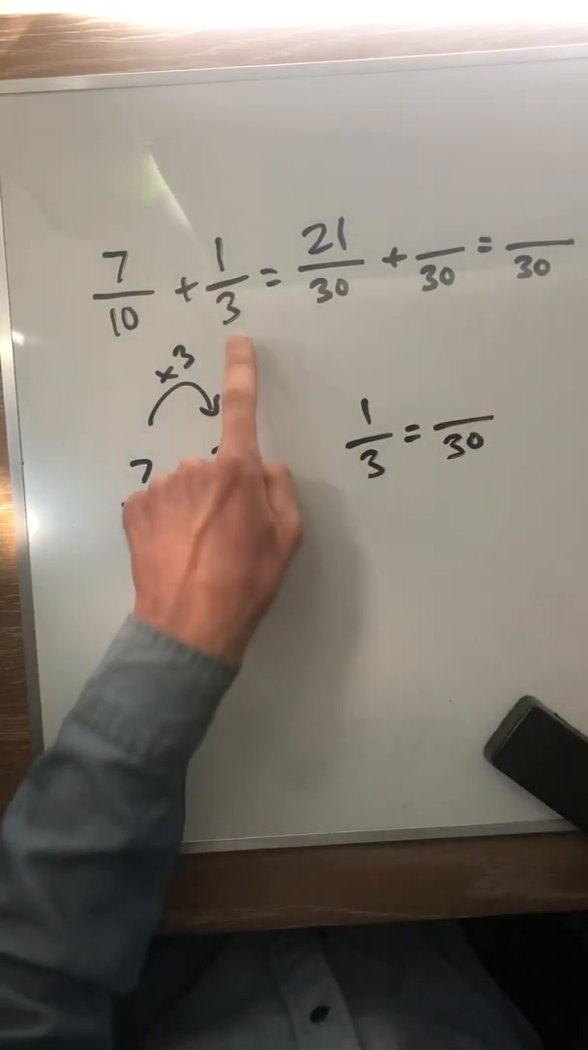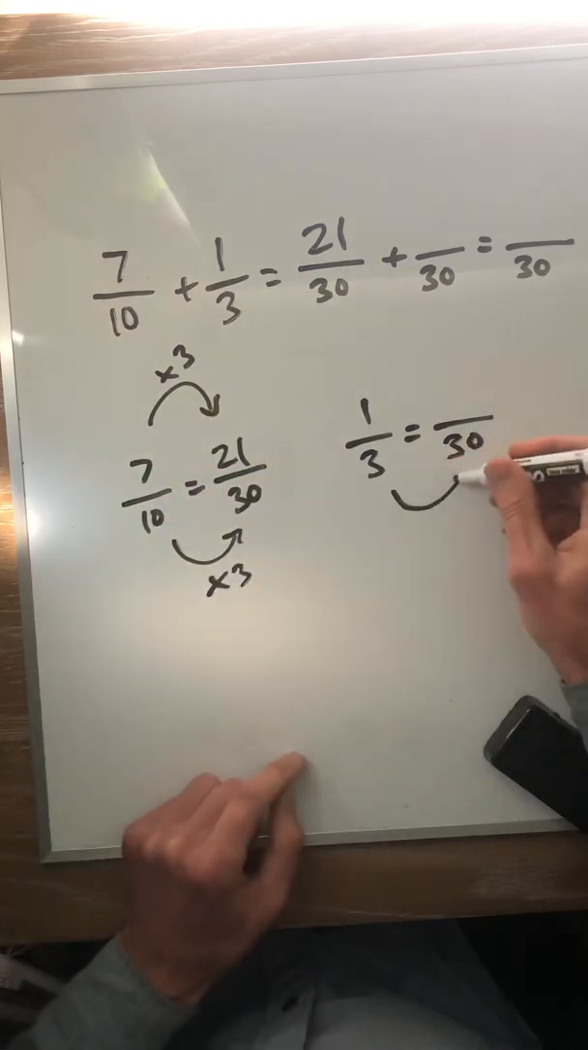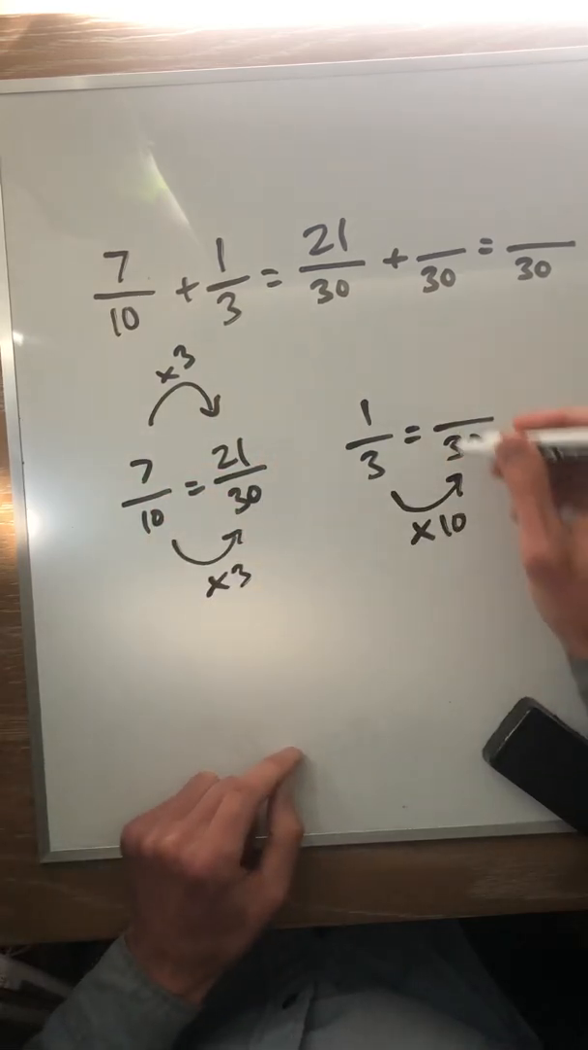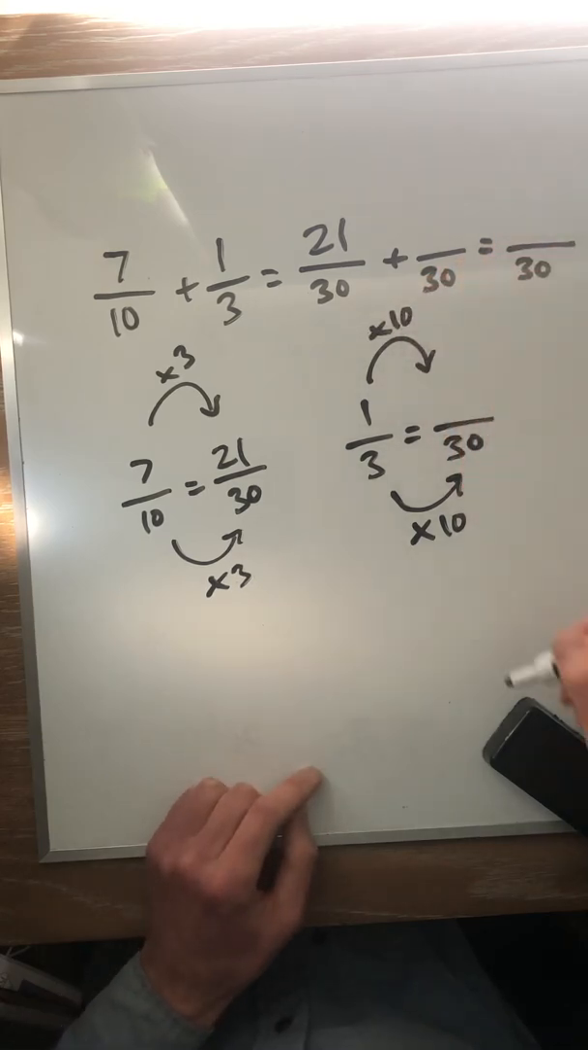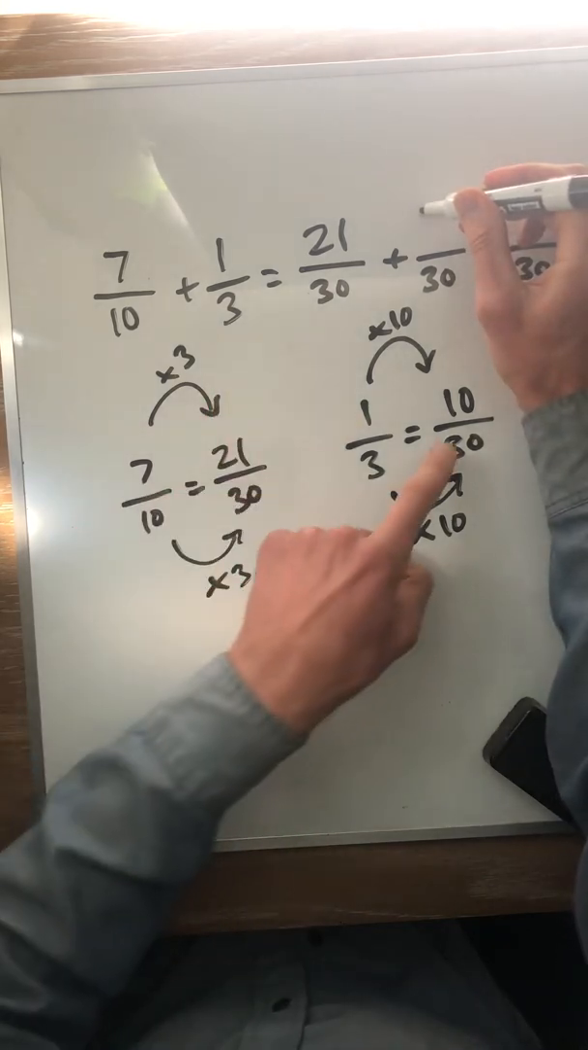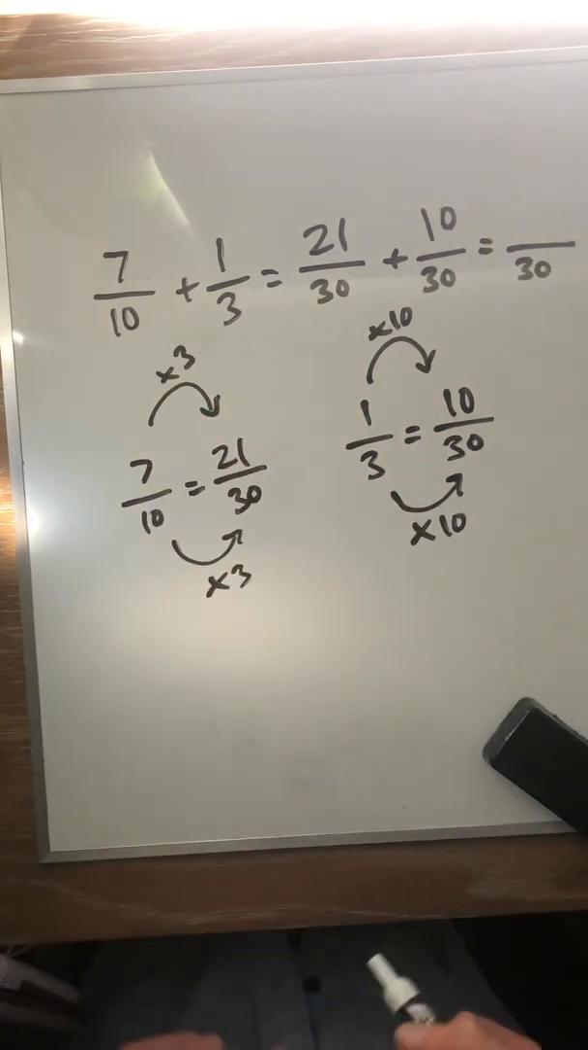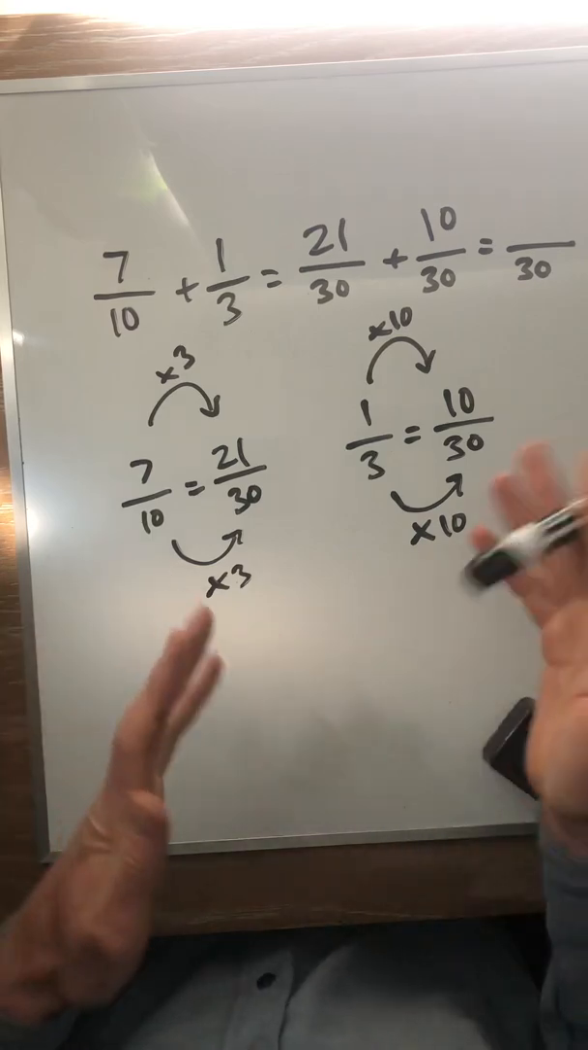Well, remember I multiplied 3 times 10 to get 30? So whatever you do to the top, you do to the bottom. Whatever you do to the bottom, you do to the top. So what's 1 times 10? Oh, well, you know that, 10. Oh, substitute 10/30ths for 1/3. Okay, I can do that. Okay, a lot of steps, but I'm with you, Daniel.